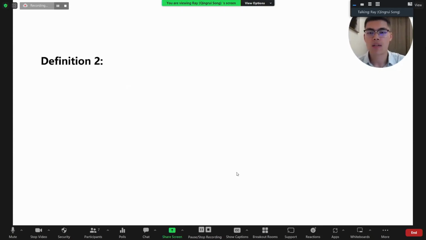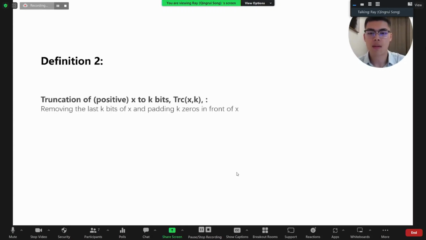The second definition is for truncation, and we define the truncation of a positive input x to k bits, denoted as trc(x, k), as removing the last k bits of x and padding k zeros in front of it. Again, let's look at an example. Here we have an 8-bit input x, and we want to calculate the truncation of x to 4 bits. We first remove the last 4 bits of x, then we put 4 zeros in front of it, and here is our result.